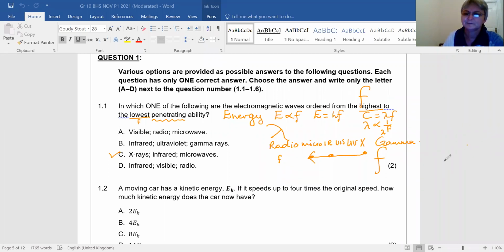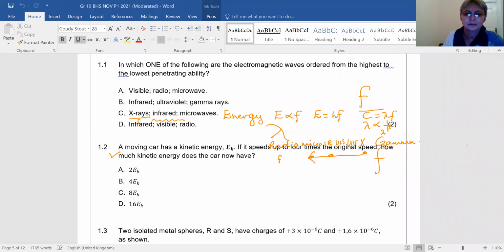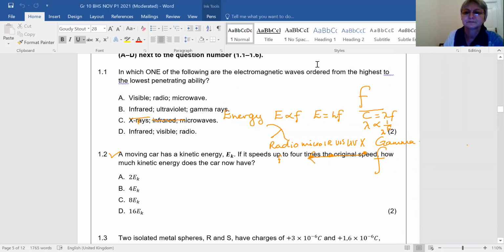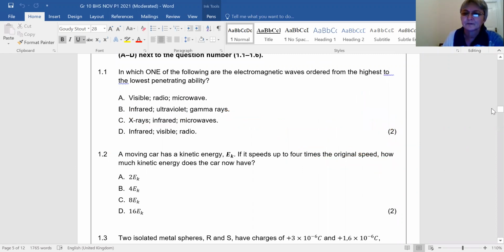Next one. Number 2. A moving car has a kinetic energy, EK. If it speeds up 4 times, speed is multiplied by 4, how much kinetic energy does the car have?